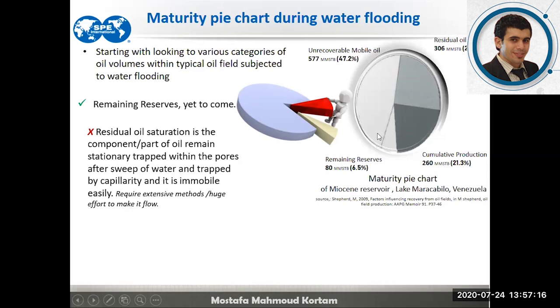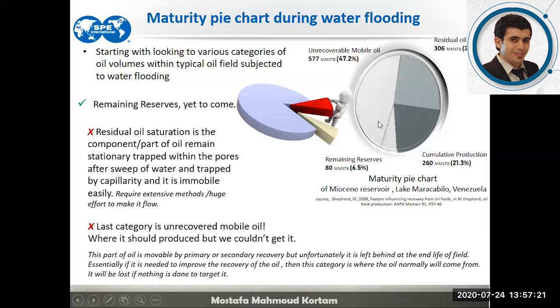The unrecoverable oil is the last category, which is the uncovered mobile oil. This is a mobile oil. It should be moved and should flow easily, but there is some problem, and you cannot produce it. This part of movable oil can be recovered by either primary or secondary, but unfortunately is left behind at the end of the life of the field. Essentially, it is needed to improve the recovery. If you need to improve the recovery of the field, this is the category where the oil normally will come from.